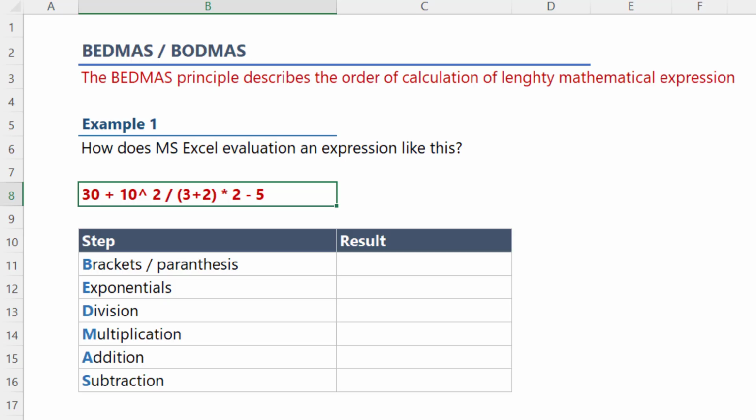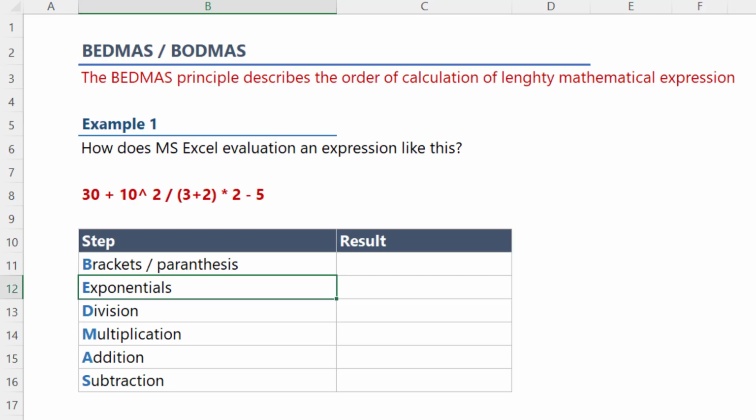These terms are used interchangeably. So what does BODMAS stand for? It tells us the hierarchy of the operations. What is the sequence in which Excel would do the calculation? Not just Excel, almost all computer programs. So the expansion of BODMAS is brackets, exponentials, division, multiplication, addition and subtraction.